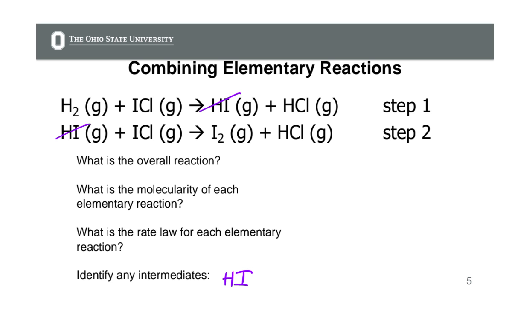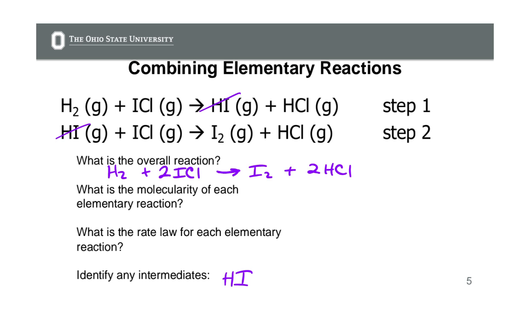Writing the overall reaction, I'm just going to combine the rest of the reactants and the rest of the products. So I'll have H2 plus 2 ICl forming I2 plus 2 HCl. It's a good idea at this point to make sure that the reaction is balanced. So we can add up the number of H2 on both sides, number of I2 on both sides, and Cl on both sides. And I think we are looking pretty good. Cool. Questions on that? Pretty straightforward, hopefully.